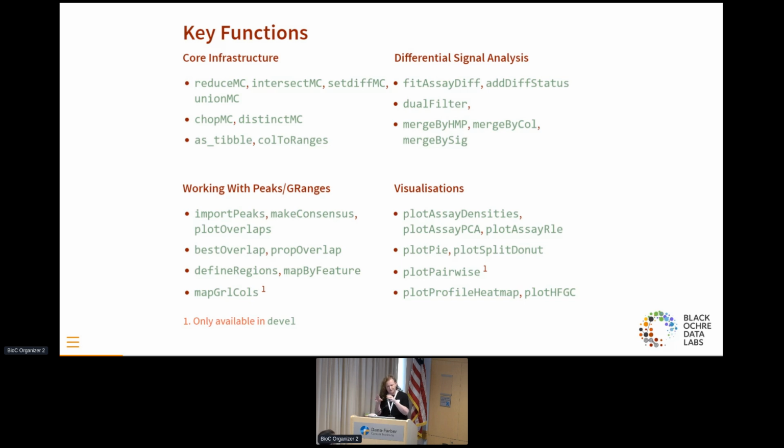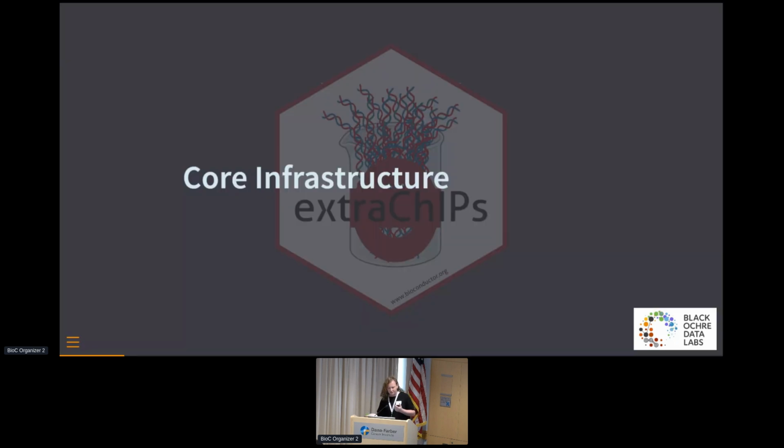And then I've got my functions for differential signal analysis. One of the things I've introduced is merging windows by the harmonic mean p-value. I don't know if anyone's familiar with the Wilson paper that came out a couple of years ago, so I've implemented that, and just a couple of other strategies which enhance what happens in csaw. Then some, I think, convenient functions for working with peaks and ranges, and then a whole set of visualizations. So that's the layout of the package.